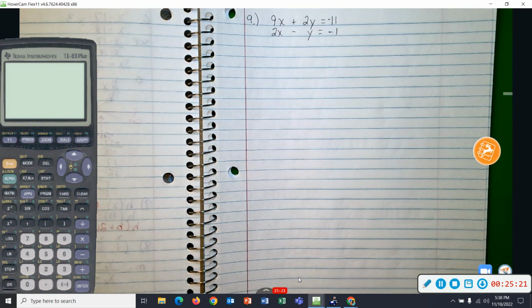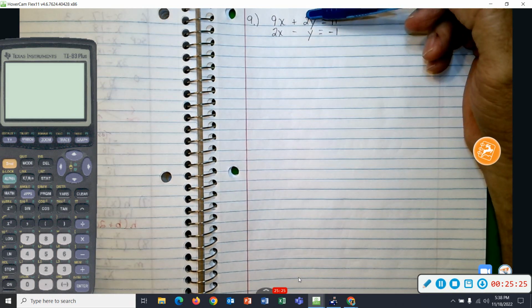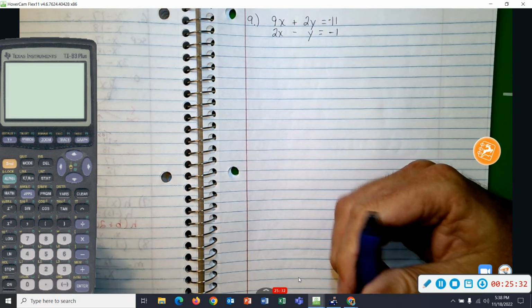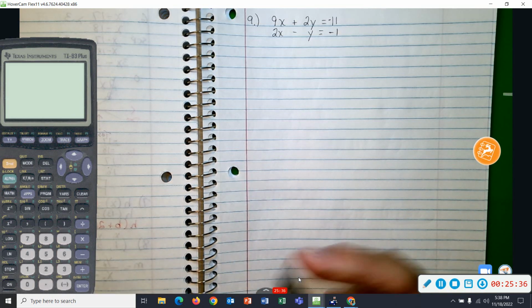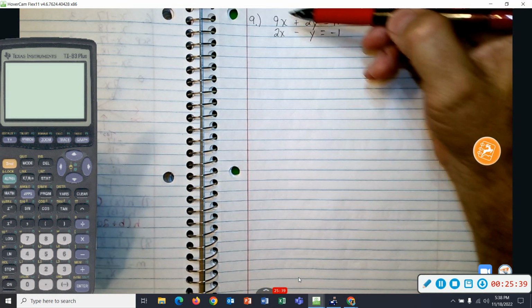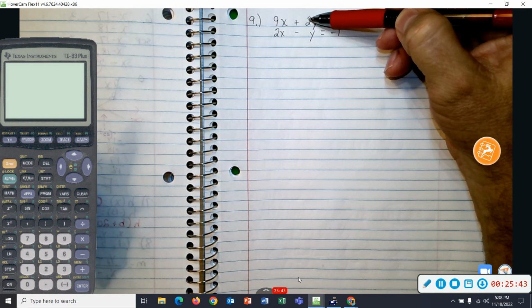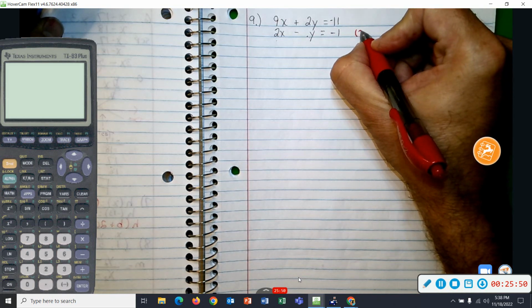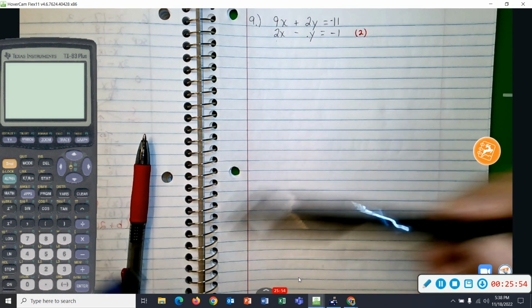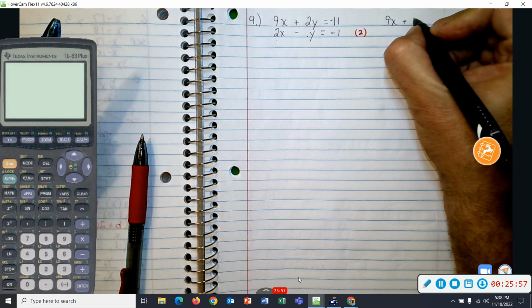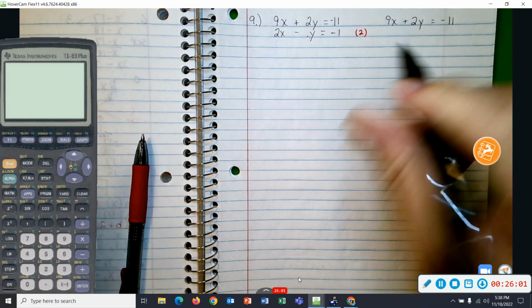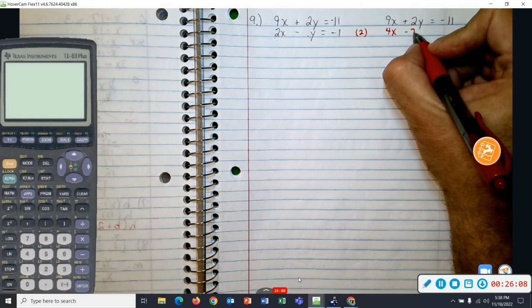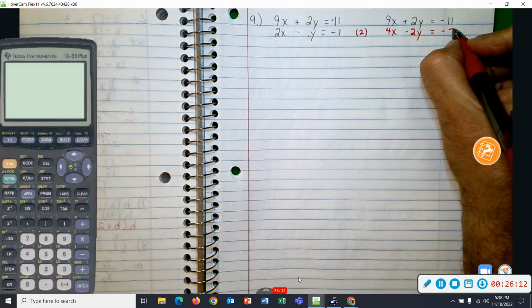With elimination, you add vertically. If I added vertically right now, I'd have 11x plus y equals negative 12. No, we're going to add in such a way that one of the variables is eliminated. We want these coefficients to be the same number but with opposite signs. The easiest way would be if we multiply that second equation by 2. If we left the first one as it is, 9x plus 2y equals negative 11, and 4x minus 2y equals negative 2.